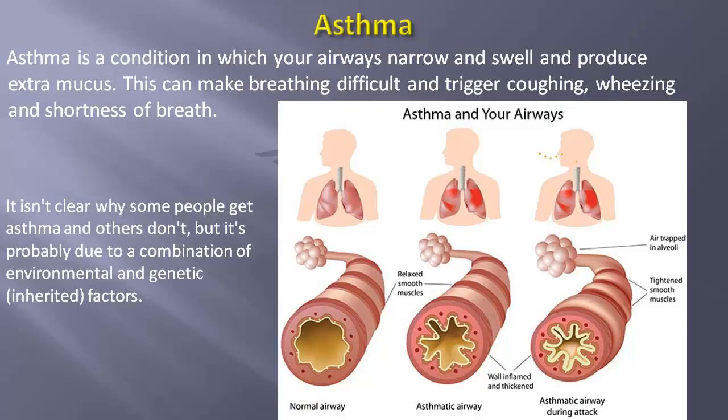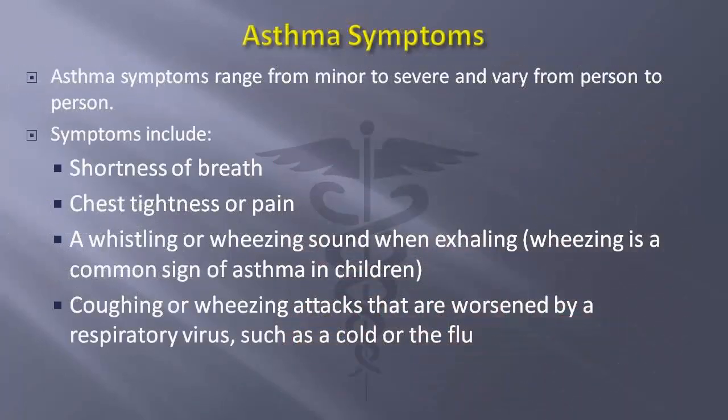Asthma is a condition in which your airways narrow and swell and produce extra mucus. This can make breathing difficult and trigger coughing, wheezing, and shortness of breath. It isn't clear why some people get asthma and others don't, but it's probably due to a combination of environmental and genetic inherited factors.